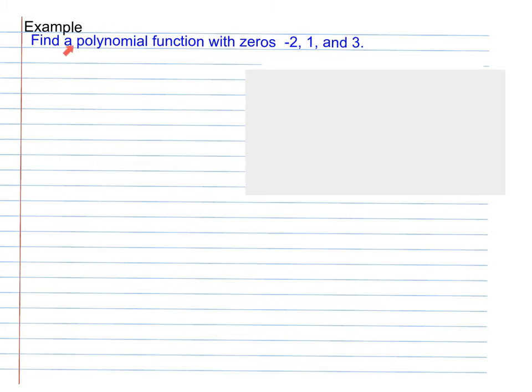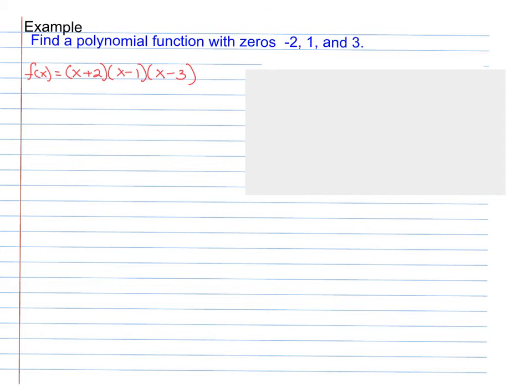For this problem, they're asking us to find a polynomial function with a 0 at -2, 1, and 3. We're going to write it in factor form, and then we're going to distribute and write it as standard form. Since these are our zeros, in factor form we're going to have x, the opposite sign, so x plus 2, and the opposite of 1 is x minus 1, and the opposite of 3 is x minus 3. This is our polynomial in factor form.